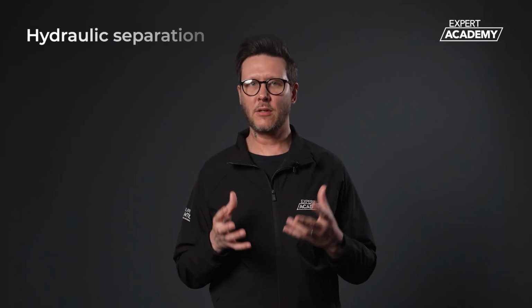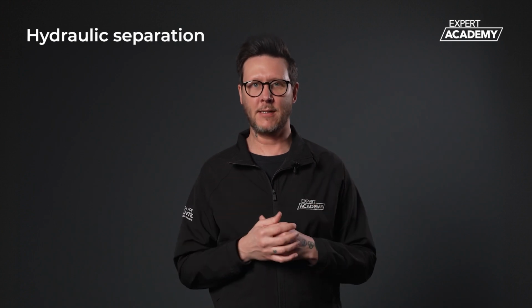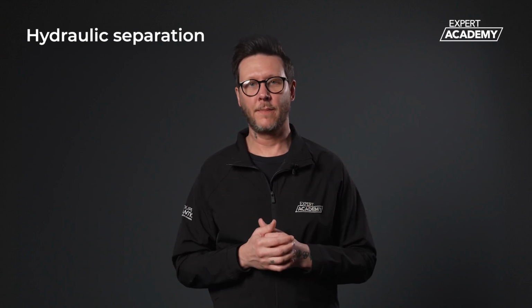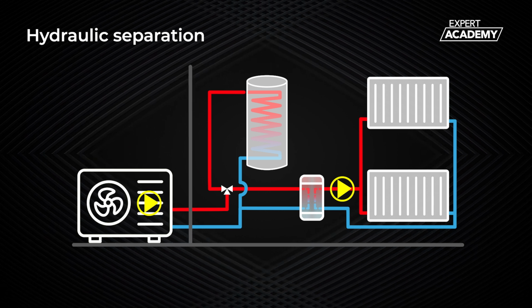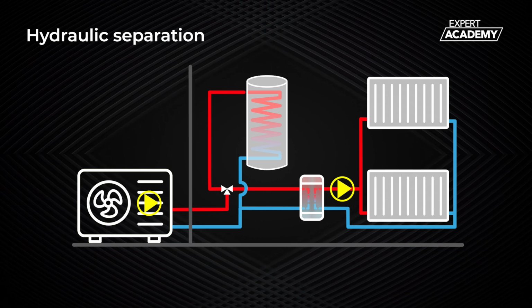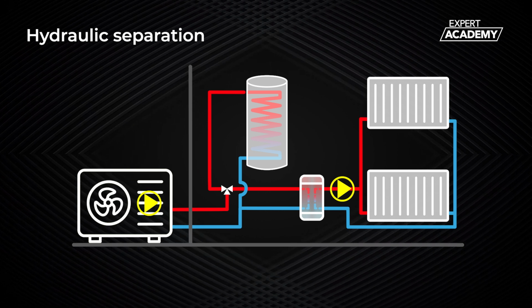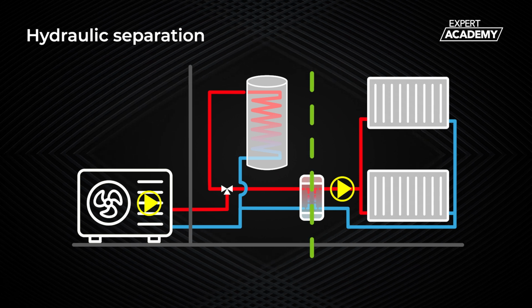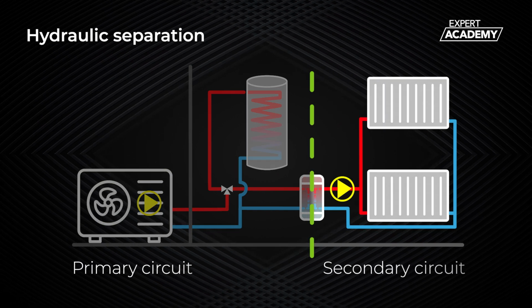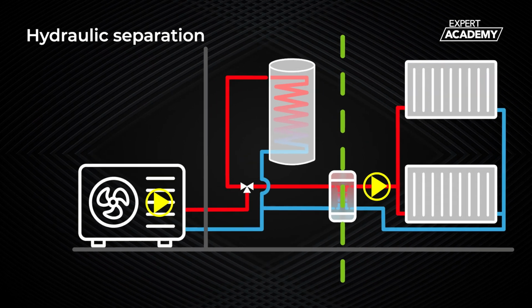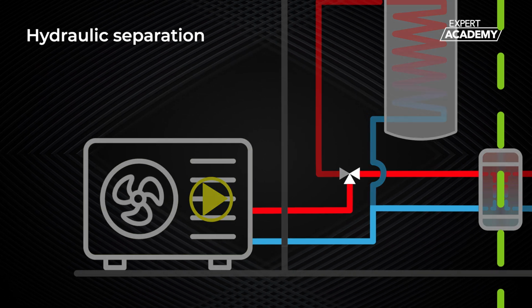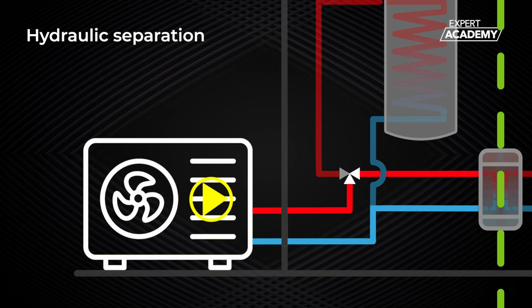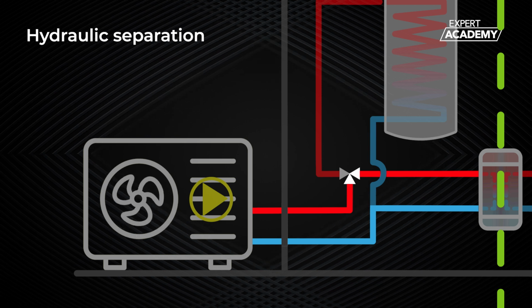Moving on to the potential need to hydraulically separate a system and what this means. A simple explanation for hydraulic separation: it separates the flow around the heat pump from the property's heating circuit. We describe these as the primary and secondary circuits. The primary heating circuit refers to the pipework within a heating system that is directly connected to the heat pump, the flow and return pipe.